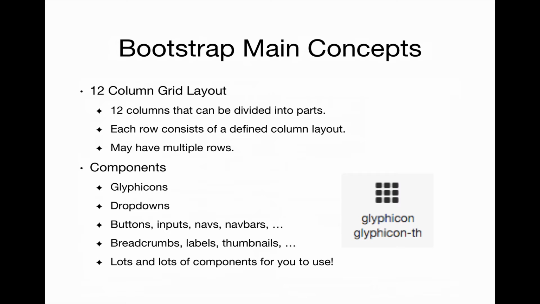The graph paper used by Bootstrap consists of 12 columns. And from those 12 columns, we can divide them into parts called rows. Each row can consist of a defined column layout, so we can talk about how big the column, how wide the column should be. Should it be 1 column wide, 2 columns wide, 3 columns wide?